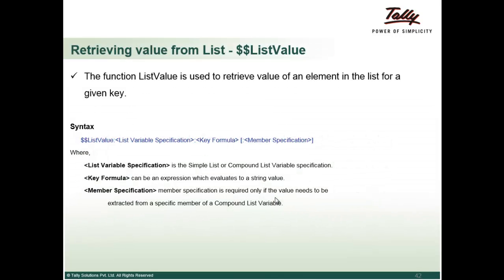Then next we saw how to retrieve values from the list variable. We were already aware of how to retrieve a value using the dotted notation syntax with the hash, which is the modifier. Now we will see how we can retrieve a single value from the list variable using other functions. There is list value, a function used to retrieve the value of an element from the list with the help of a key. Here there is an optional member specification. If you give a member specification, then the value of that member will be retrieved. If you don't give one, then the value of the first member of the compound variable will be retrieved.